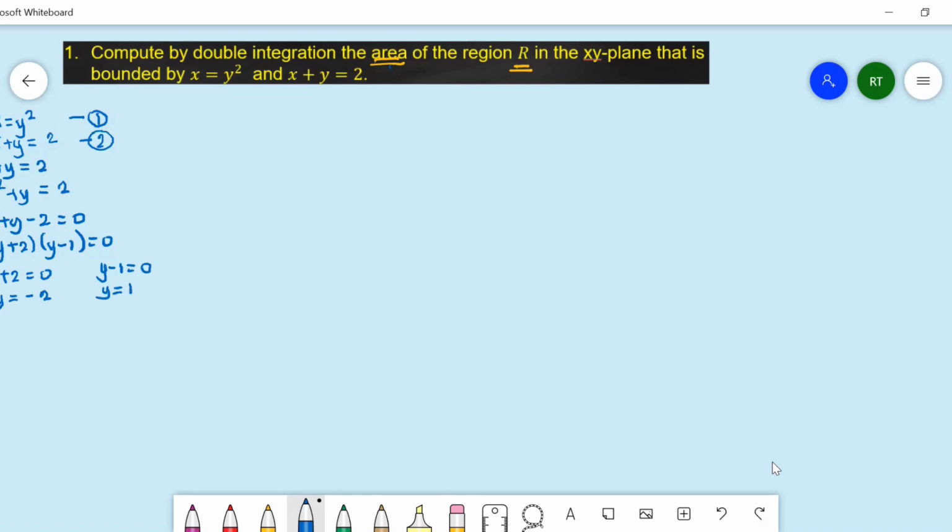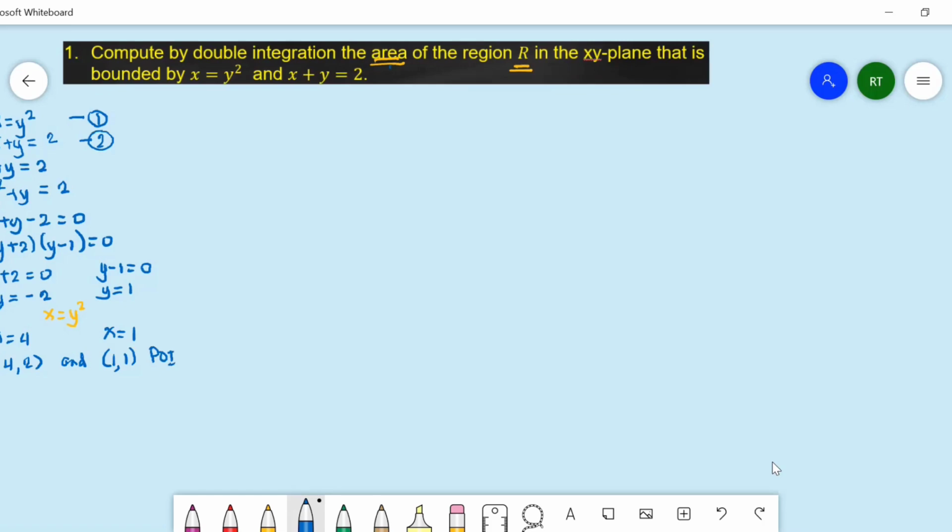To solve the corresponding values of x, we can use the first equation, x is equal to y squared. We simply find the corresponding value of x for each value of y. When y is negative 2, x is negative 2 squared, or x is equal to 4. Hence, we have a point of intersection at 4, negative 2. And when y is equal to 1, x is 1 squared, or equal to 1. Therefore, we have another point of intersection at 1, 1. Hence, 4, negative 2 and 1, 1 are the points of intersection of the two curves.